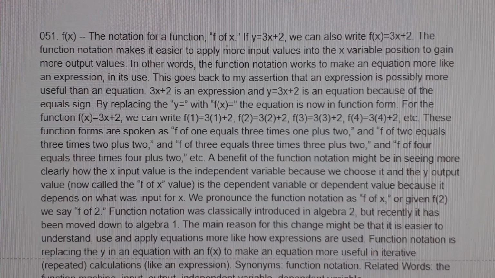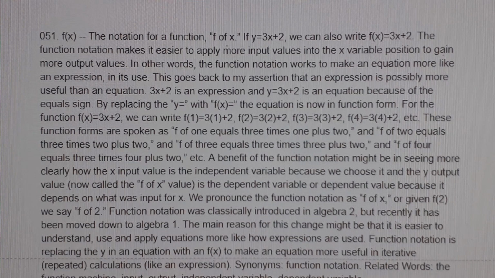This goes back to my assertion that an expression is possibly more useful than an equation. 3x + 2 is an expression, and y = 3x + 2 is an equation because of the equals sign. By replacing the "y =" with the "f(x) =", the equation is now in function form.